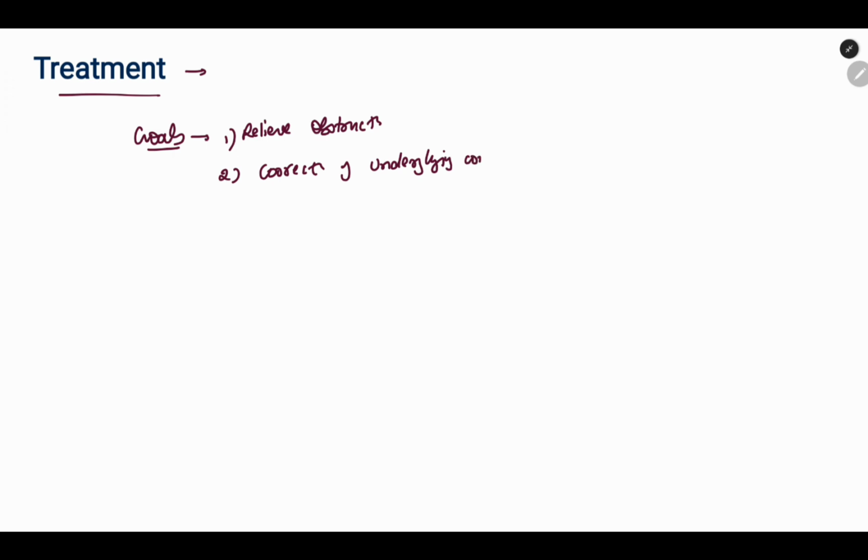Now at the last, let's talk about the treatment part. In treatment, what are our goals? Our goals are basically to relieve the obstruction, second, correction of the underlying conditions, and the third one is monitoring the deterioration of the liver. So these are our goals for the treatment.